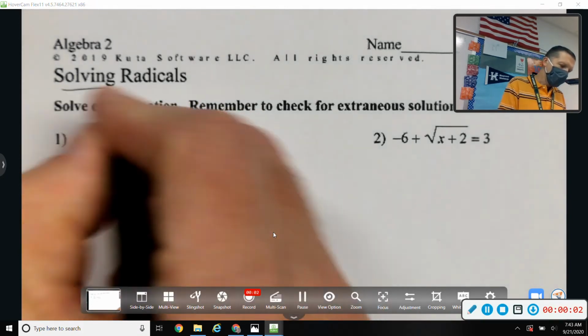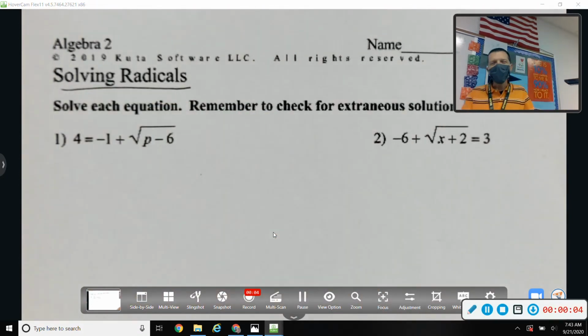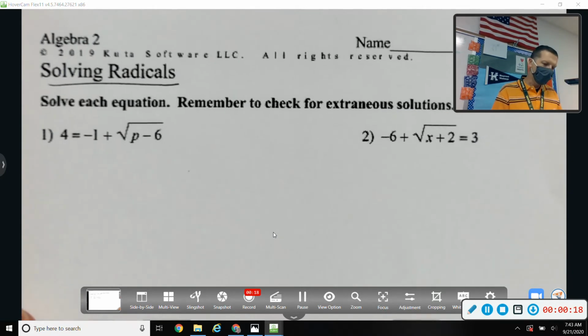So, solving radicals. There's not really notes today. You know how to do everything we're going to do, so we're just going to do a couple practice. I'll do one with you, and then you'll try one. We'll try one together, and by the time we're done, we may have half of this worksheet finished. Well, that's by the time I'm done, and by the time you're done, you may have it all done.